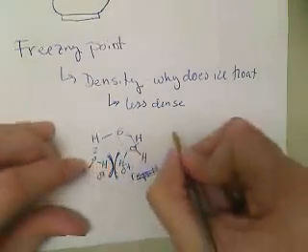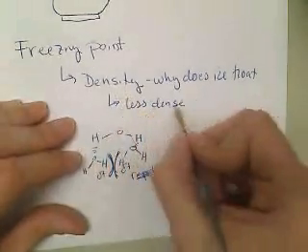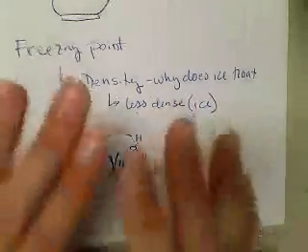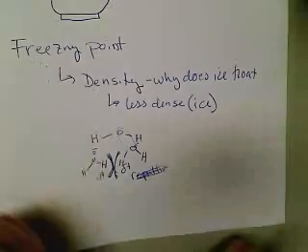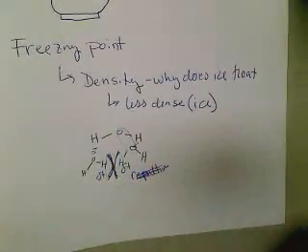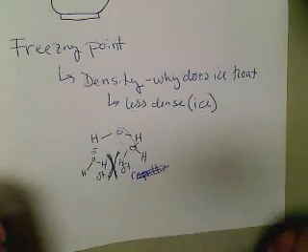So ice is less dense because the water molecules are just a little bit further apart because of this repulsion. So that's why ice is actually going to float, because it's less dense. Okay.